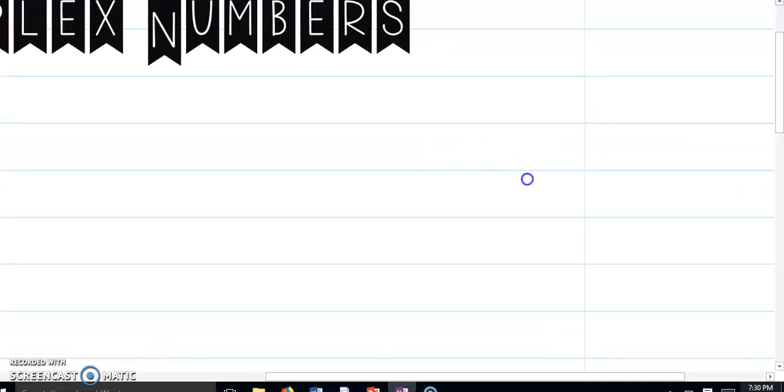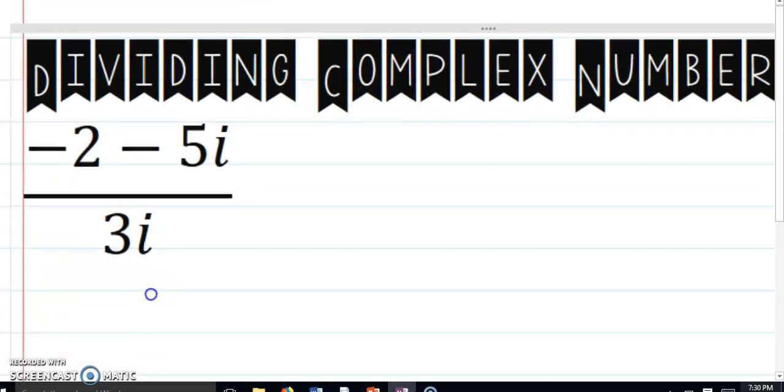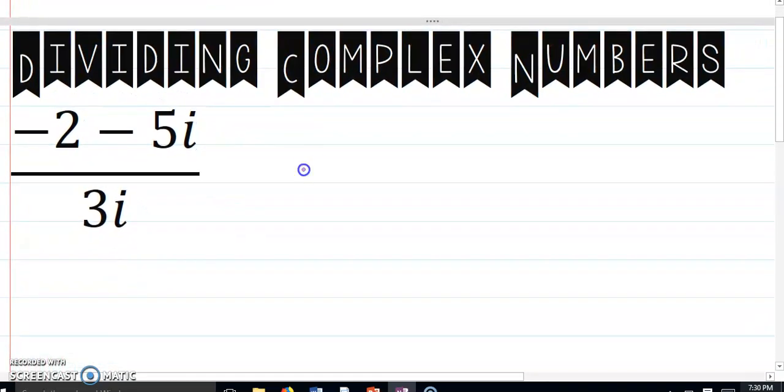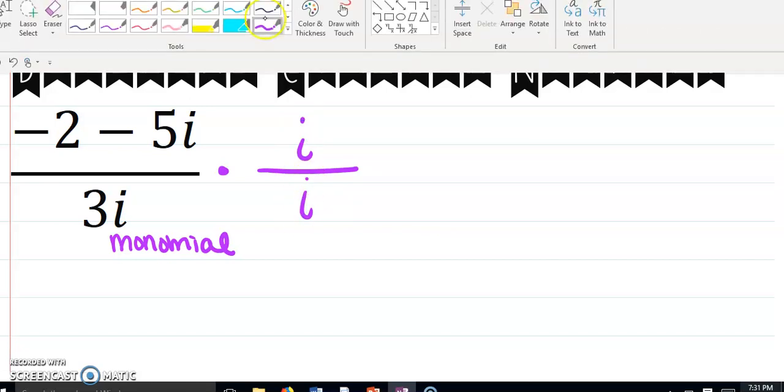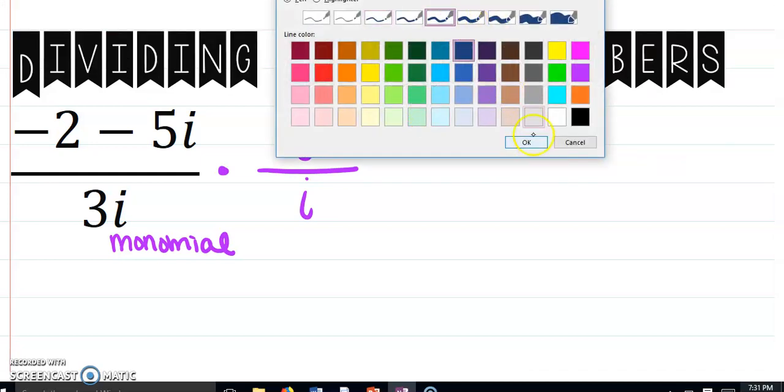So the first thing that we're going to do is look at dividing complex numbers where the denominator is a monomial. Because the denominator is a monomial, all we have to do to get rid of the i in the denominator is multiply by i in the top and i in the bottom. You're allowed to do that because i divided by i is 1, so it's okay to multiply by 1 if you need to.